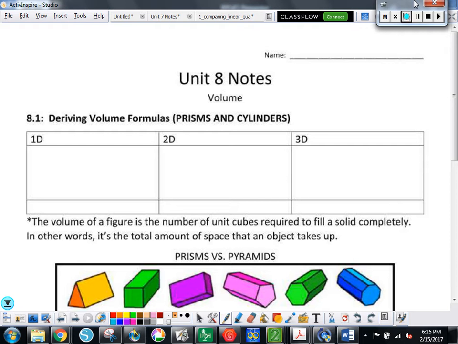Now, volume is what we are covering in Unit 8. Volume shows up a lot on state tests and a lot on ACT tests because it's really easy to throw in a volume question. You just throw in a shape and you ask what the volume is or what the surface area is or whatever.